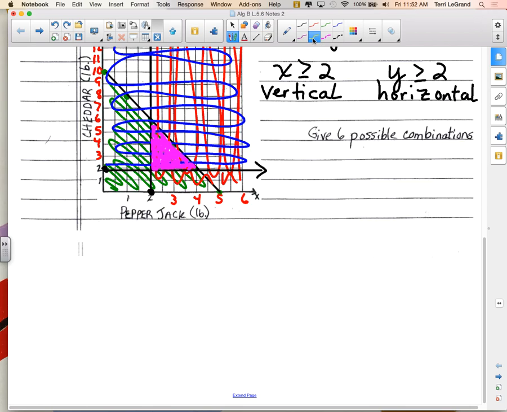Alice can buy. No, we didn't even have to write a sentence. Just give me how many pounds of pepper jack, how many pounds of cheddar? 3 pounds of pepper jack, 4 pounds of cheddar. Are you convinced that the boundary line is going through there? Was it one of our points? Yep. Okay, so we can say 3 pounds, and we'll call it PJ for pepper jack, and 4 pounds of CH for cheddar.